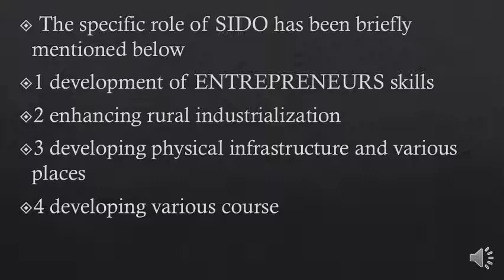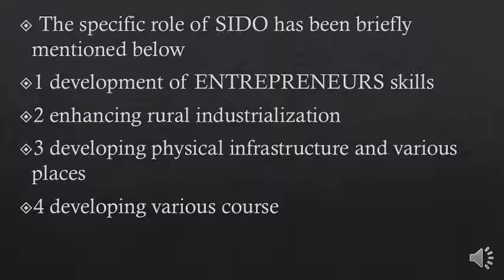We know that the rural area is a very poor industrial sector, but it requires upgrading nowadays. So rural industrialization is required, but how can we do it? By using SIDO. The focus is on rural industrialization and upgrading the entrepreneur at the lower or rural level. The third objective is developing physical infrastructure in various places, in different rural or urban areas and different types of places.